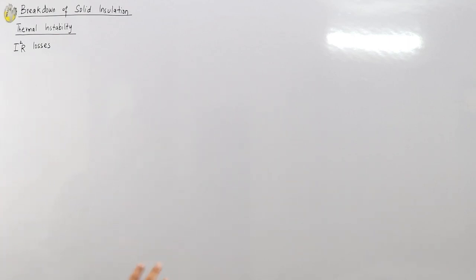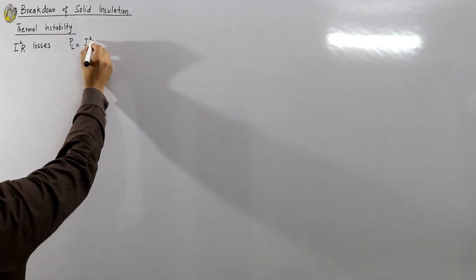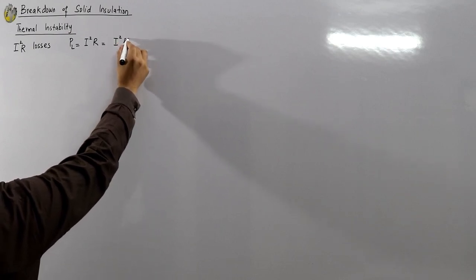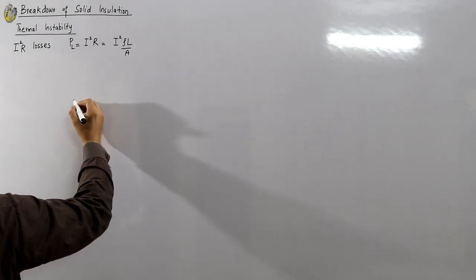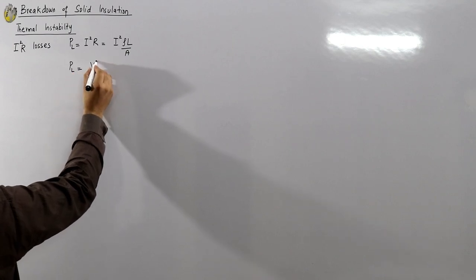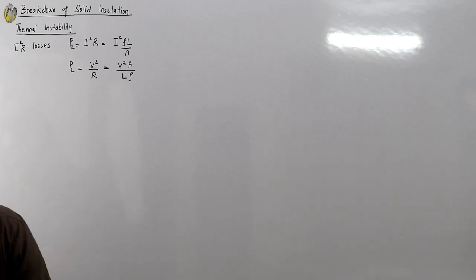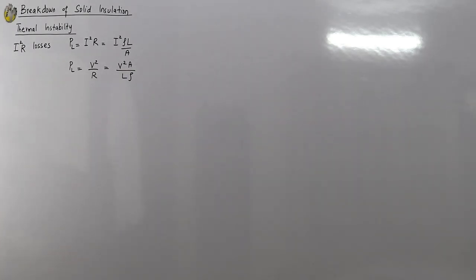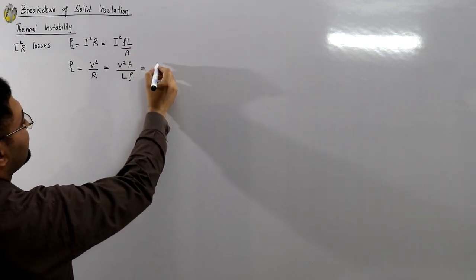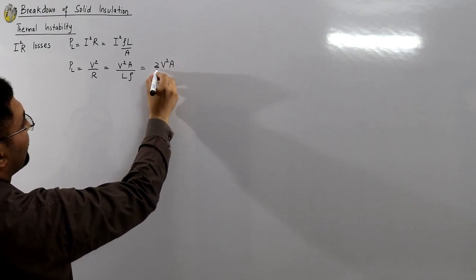Let's talk about these I square R losses. The power lost is I square R, where R is the resistance and is given by rho L upon A. So I square rho L upon A. Or I could write V squared by R. Can I not write it like this, that power loss is equal to V squared by R? So I could write it as V squared times A divided by rho times L. Can I not write it this way? I can. Or I can write it in terms of the conductivity. Rho is the resistivity, and I can write it in terms of its conductivity, which is 1 over rho, sigma. So sigma V squared A upon length.